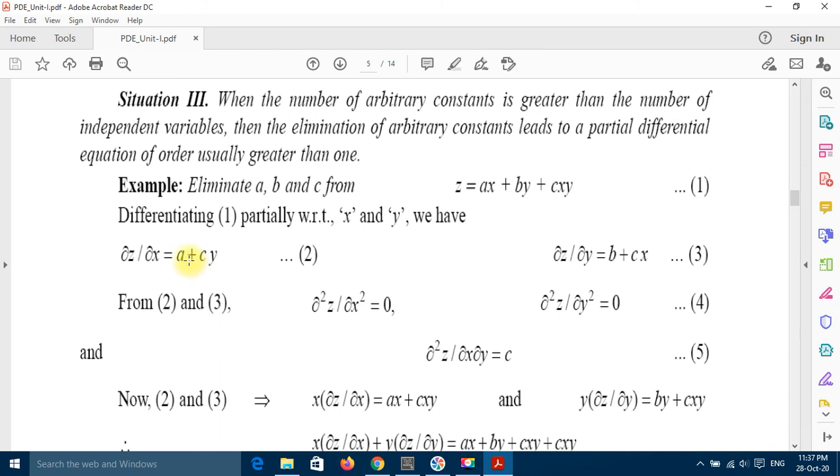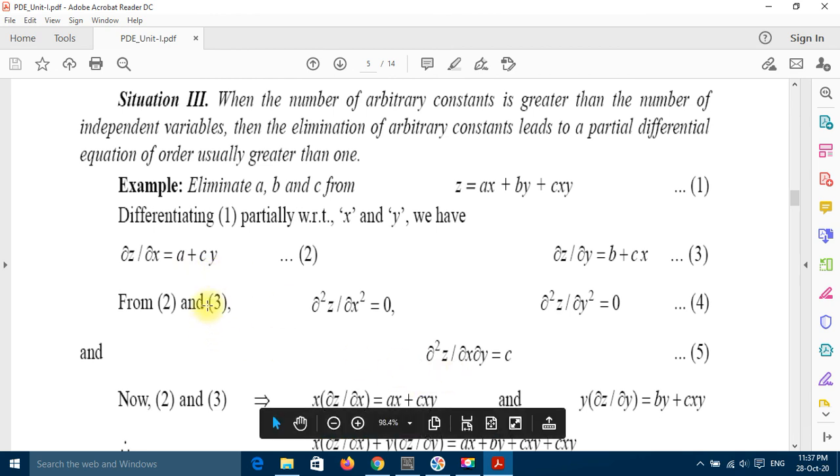Now if we differentiate ∂z/∂x with respect to y, or ∂z/∂y with respect to x, then we get ∂²z/∂x∂y = c. If we differentiate equation number 2 with respect to y, then we get ∂²z/∂x∂y = c.